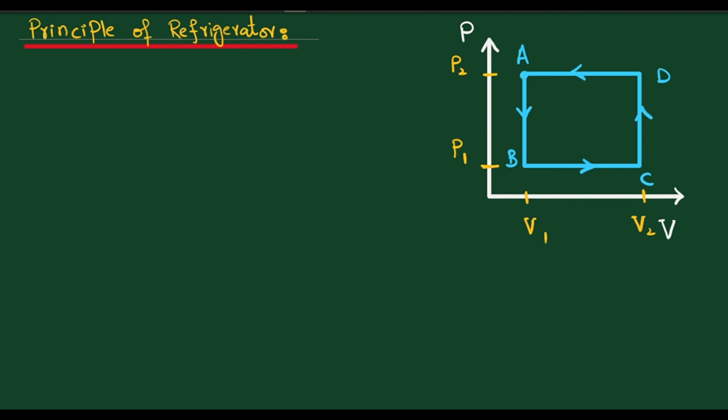Our initial and final position is A. It is a cyclic process. Let us consider these four processes. Two are isobaric and two are isochoric processes. Let's consider first of all from A to B.